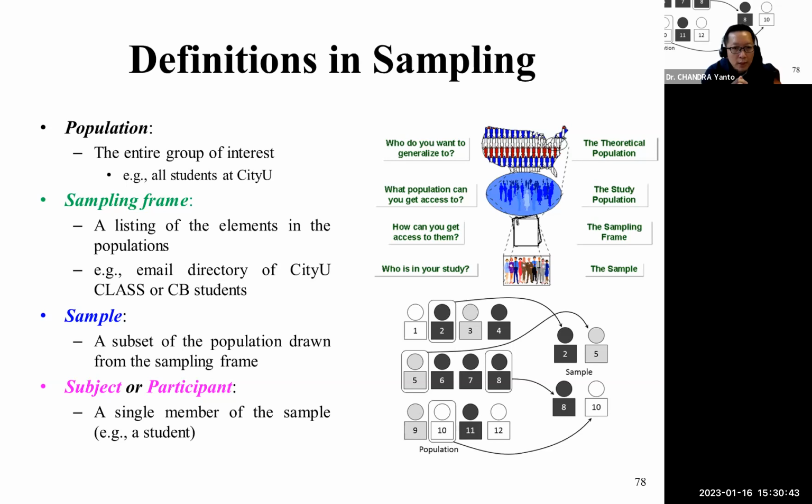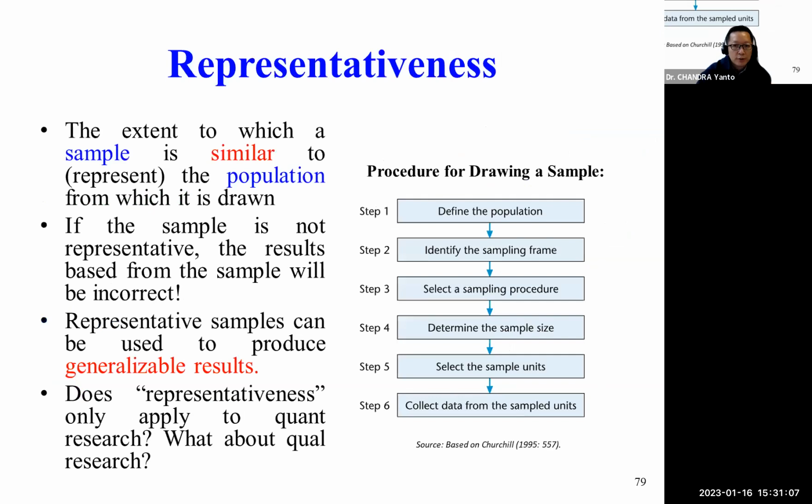You can define the population as the entire students in CTU, or all university students and graduates in the 8 universities in Hong Kong, or all students in the world, or all students in a particular area, all students in business school or all students in social science. So it's up to you how you define it. So that's up to the researcher.